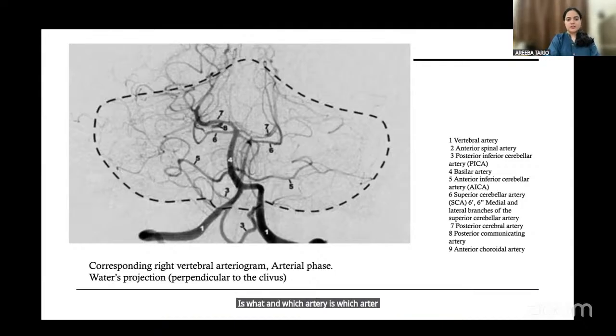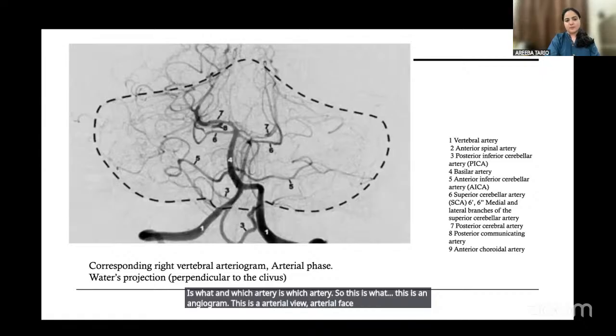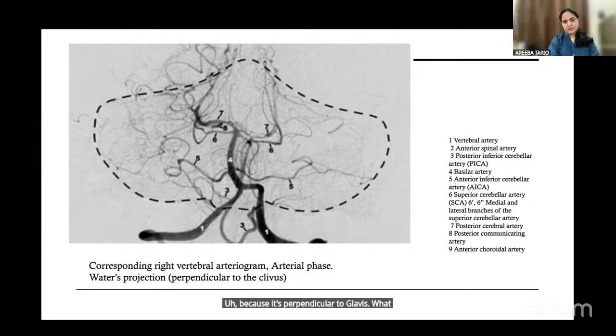So this is an angiogram. This is an arterial view, arterial phase, and a Waters projection, because it's perpendicular to the clivus. What are these? These are both vertebral arteries. They are joining together to form the basilar artery.